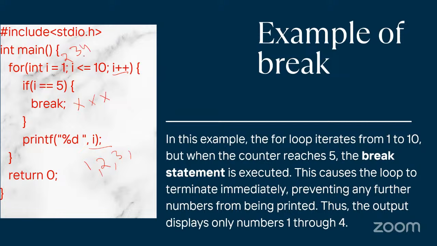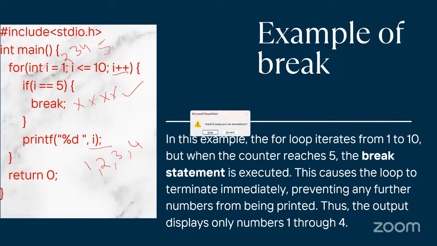Next, the value of i will become 4. Again, 4 is less than or equal to 10. It goes here. Is 4 equal to 5? No. Therefore, even this will not be executed and it will come here and 4 will be printed. Now, i will be increased. The value of i is 5. Since 5 is less than or equal to 10, it will go here again. 5 is equal to 5. Yes, this is true. Therefore, this will be executed. Break will be executed and you will come out of the loop. Therefore, the output you'll be getting is 1, 2, 3, 4.